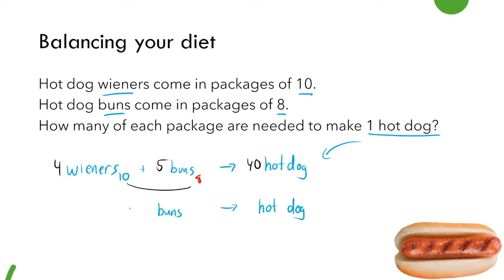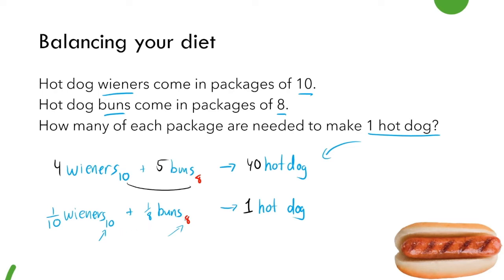So there are 2 different ways you can go about this. I'll show you my favorite. I can say, I know that I need to have 1 hot dog. I can't change the sizes of the packages that these things come in. But if I need 1 hot dog, that means I need 1 bun. If there are 8 buns in 1 package, then I'm going to need 1/8 of a package. Similarly, if there are 10 wieners in 1 package, I'm going to need 1/10 of a package.